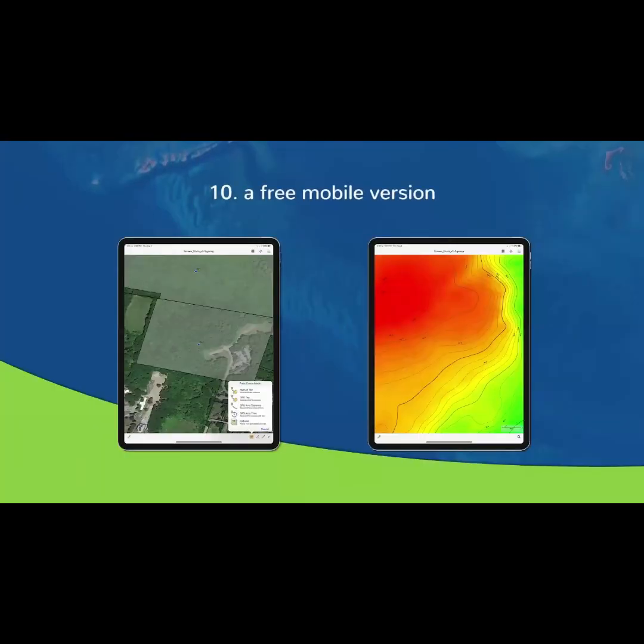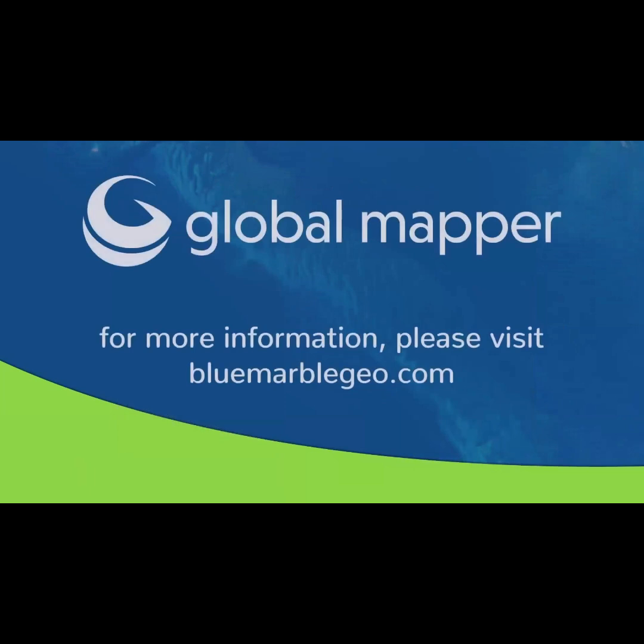Number 10. A free mobile version. Global Mapper Mobile is a free app for iOS and Android devices that offers field viewing and data collection. It displays any supported data from the desktop software, streamlines data collection, and efficiently transfers data onto the desktop software. A professional-grade application is also available for purchase from the Apple App and Google Play stores.